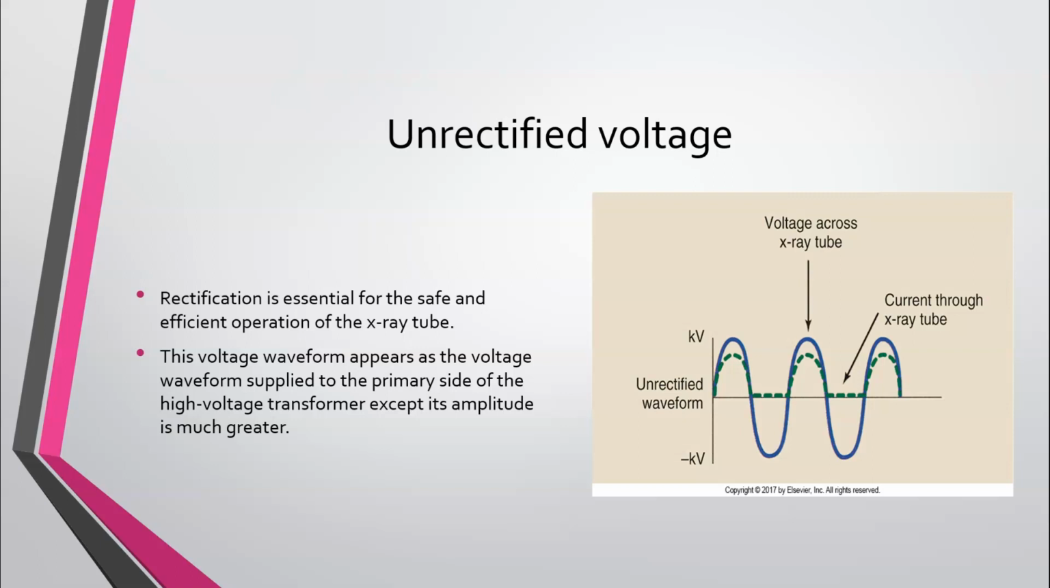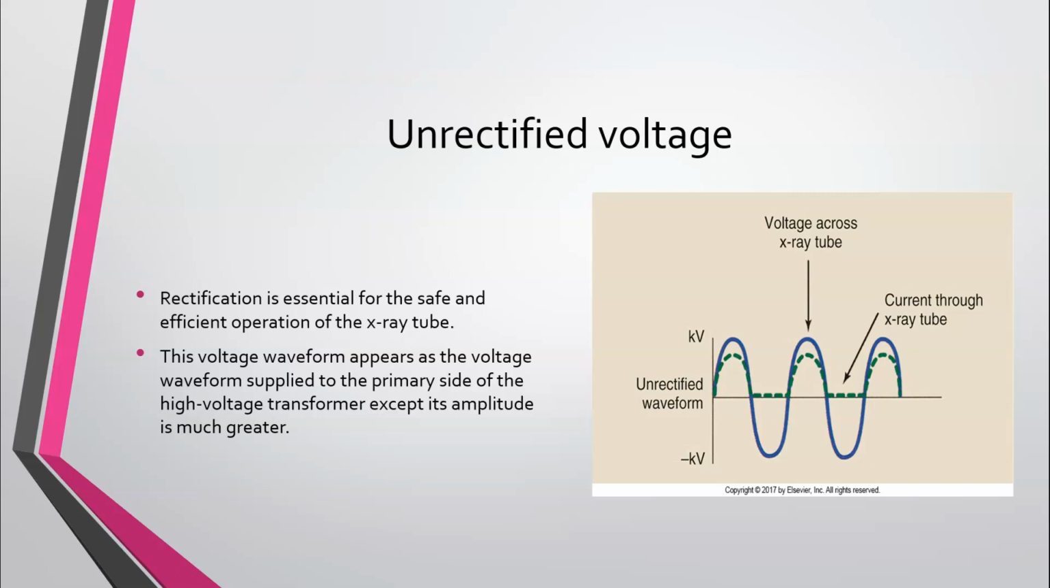Now if we have an unrectified current, it would look like this. So we come down and up and down and up, and we have a negative side. So we have positive and negative. We can't have that, right? So this is an unrectified voltage. So rectification is essential for the safe and efficient operation of the X-ray tube.